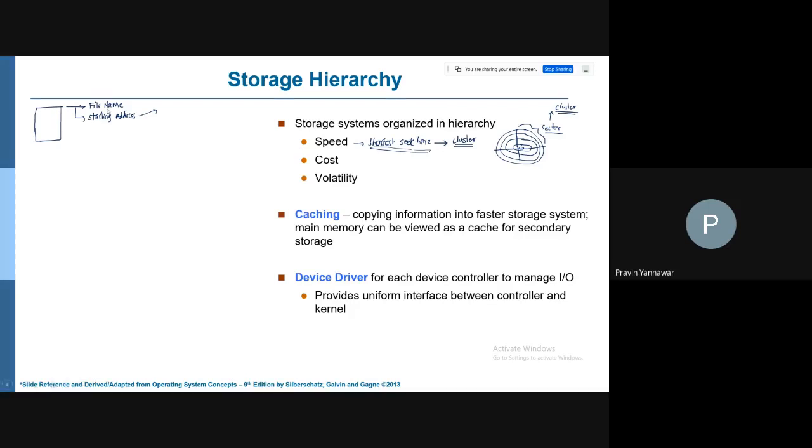Every file has a file name and a starting address. This starting address consists of track info, sector info, and location info. This is important: track, sector, and location info. Then with respect to this particular file, you have a size associated.